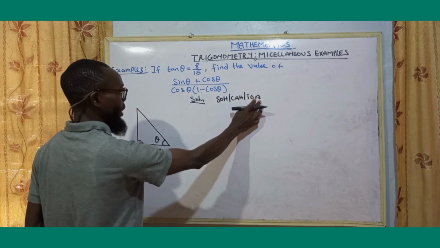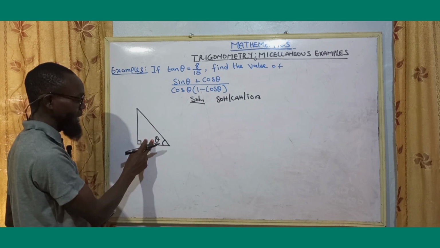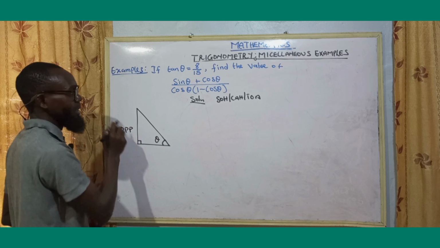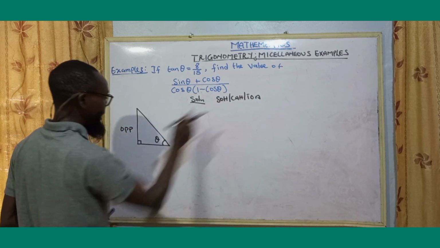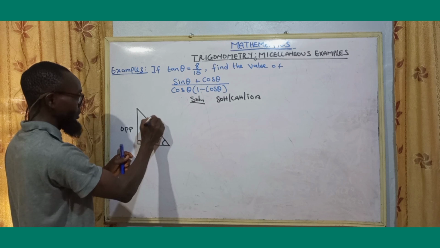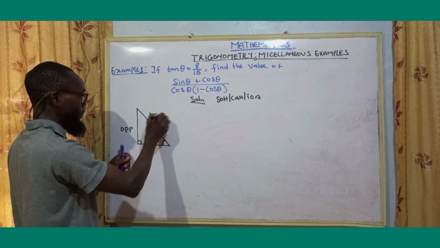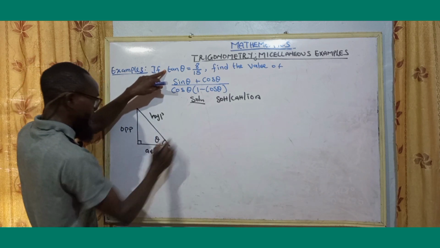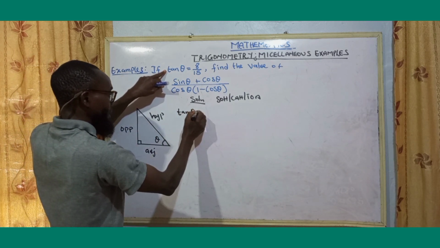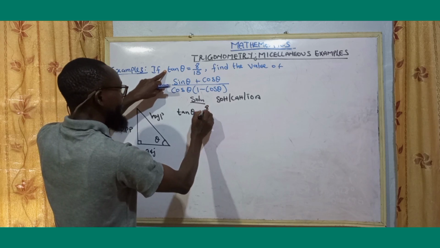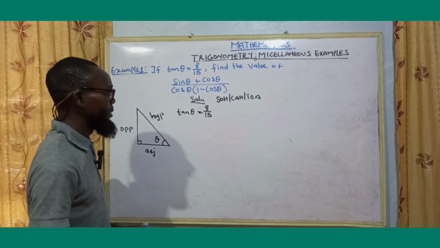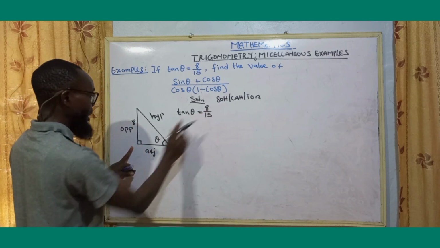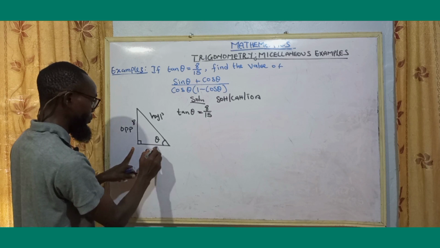our tan is opposite over adjacent. So where your angle theta is facing, this side is the opposite. Then we have the adjacent here. Where the 90 degrees is facing is your hypotenuse, while this one is your adjacent. Now going back, we have tan theta equals 8 over 15. So from this tan, this is our opposite, so we're going to have 8 here. Then we have our adjacent to be equal to 15.